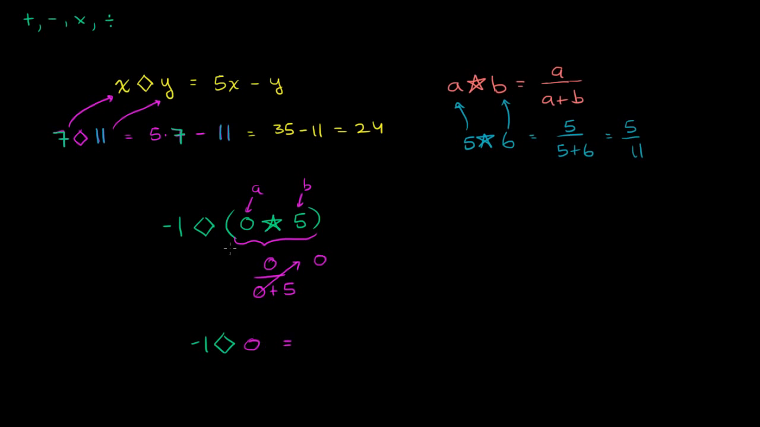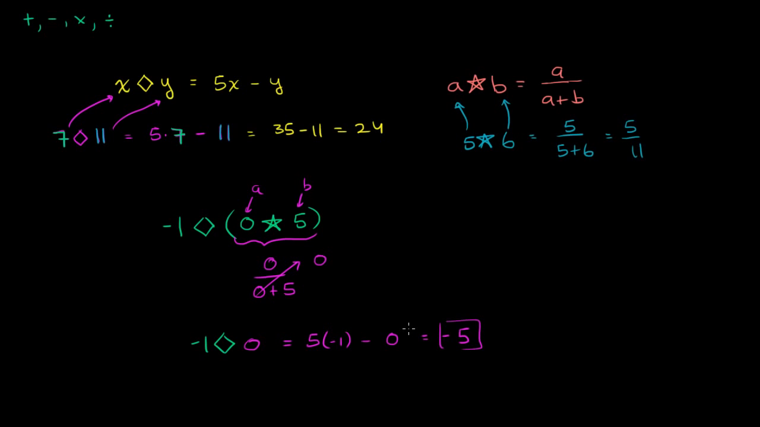And now we go to the definition of the diamond operator. Well, that's 5 times the first number in our operator, the first term that we're giving the operator. I guess you could think of it that way. So it'll be 5 times negative 1. X is negative 1, minus y. Well, y here is the 0. Minus 0. So 5 times negative 1 is negative 5.